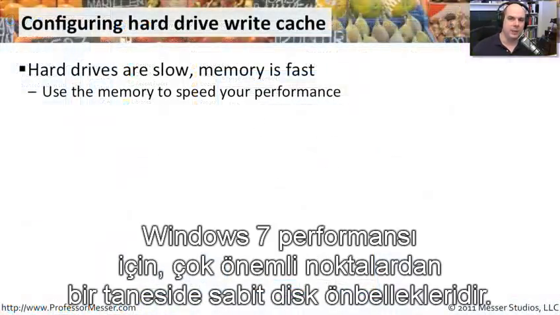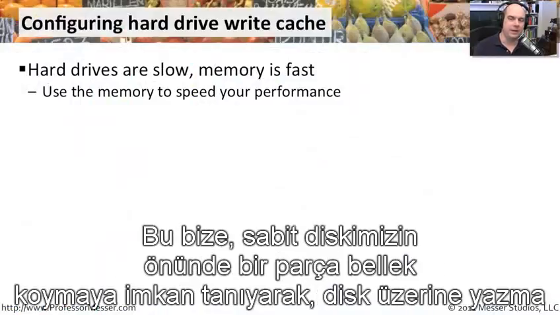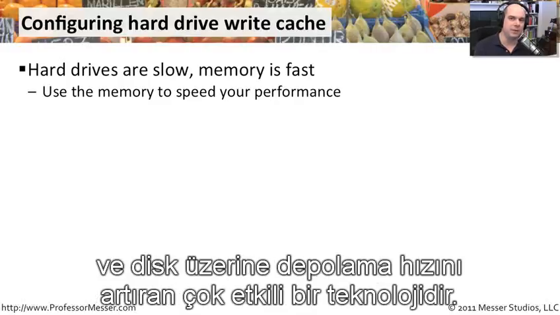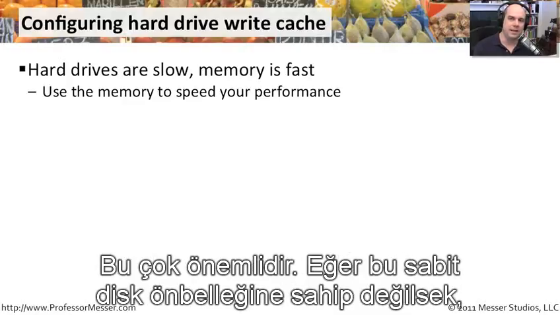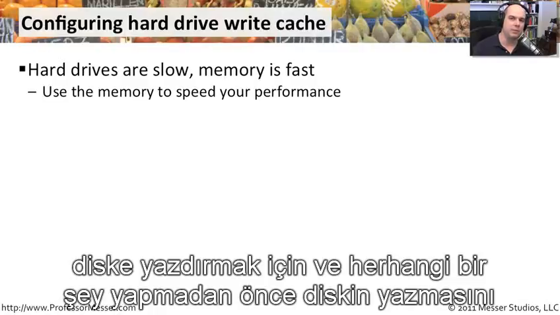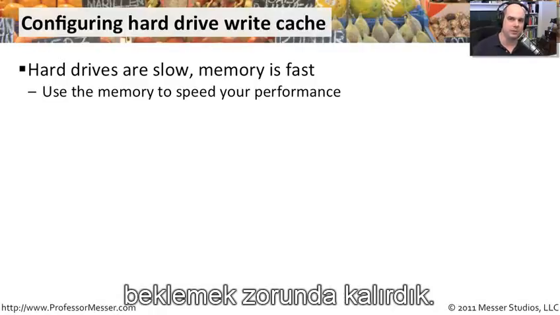One very important aspect of Windows 7 performance is the hard drive write cache. This is a very nifty technology that allows us to put a little bit of memory right in front of our hard drives to speed up the performance of writing storage information to disk. This is important. If we didn't have that hard drive cache there, we would write to disk and we would have to wait for the disk to finish writing before we could do something else.